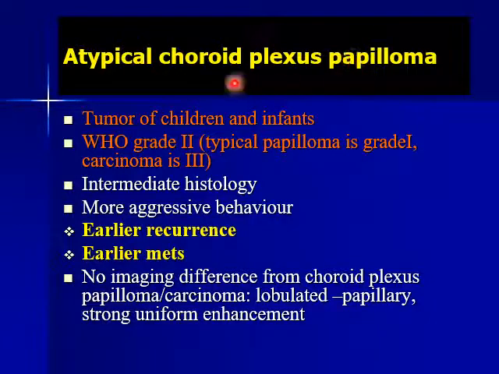Newly described as intermediate between papilloma and carcinoma, a tumor called atypical choroid plexus papilloma. It is considered WHO grade 2, and because it has earlier recurrence, sometimes with mets, and intermediate histology between papilloma and carcinoma.